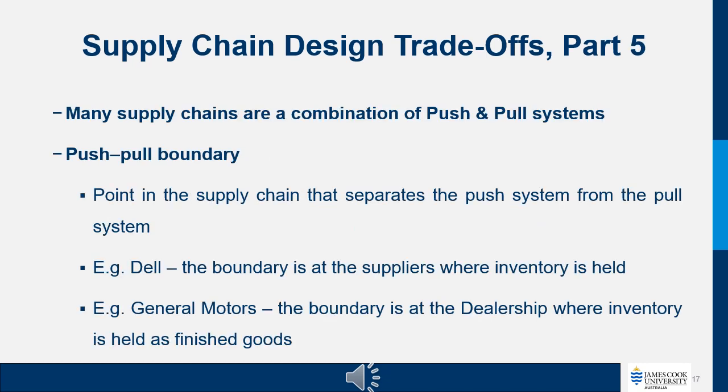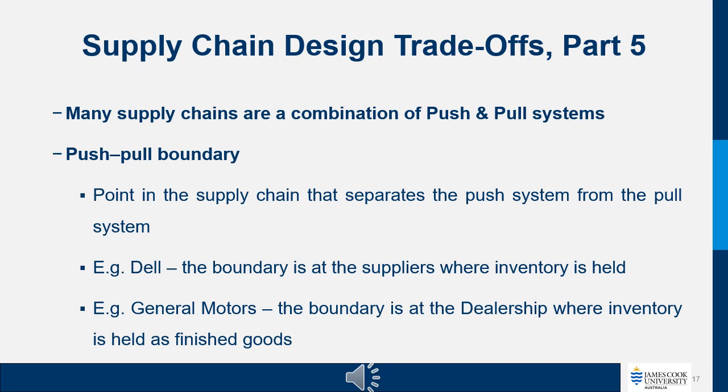Some companies or organizations may opt for a hybrid approach or mixed approach, combining elements of both systems to strike a balance between efficiency and responsiveness. For example, using a push system for products with a stable demand and a pull system for products with more uncertain demand. These are some examples here, like Dell, where the boundary is at the supplier where inventory is held, and also they put some sort of point in the pull or push system.